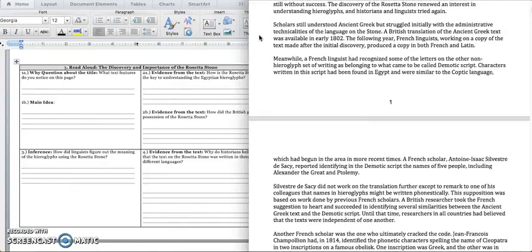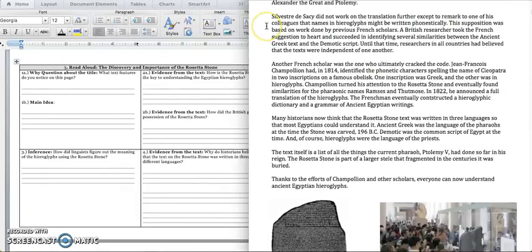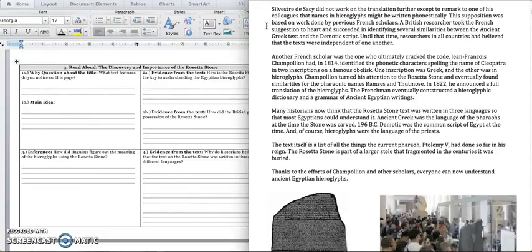Okay, so far, they've been able to figure out this other text, the second text, not the hieroglyphs, but the Demotic. Okay? Sylvestre de Sacy did not work on the translation further except to remark to one of his colleagues that the names of the hieroglyphs might be written phonetically. This position was based on the work done by previous French scholars.